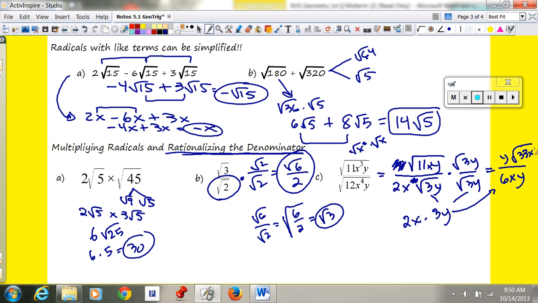Can I reduce one last thing? There's a y on the outside, and there's a y on the outside there too. So radical 33x over 6x, can I reduce those x's? No, one's inside, one's not. You got to leave them. So that would be your final answer there. Radical 33x over 6x. Just leave it. That's done. Can't reduce that anymore.